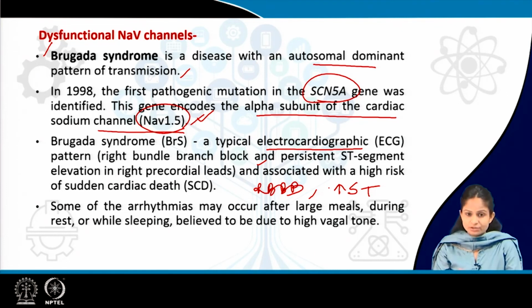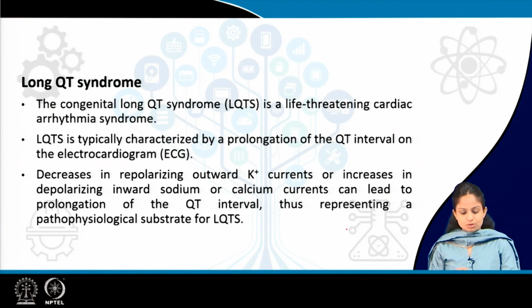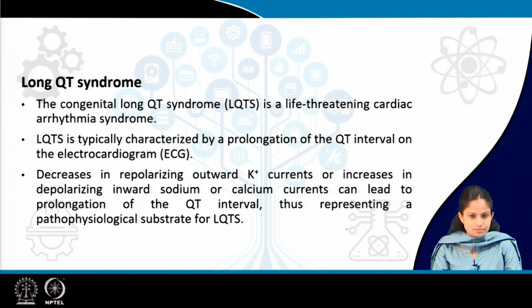Some of these arrhythmias might occur in response to exercise or stress, or they might occur at rest also, or even after heavy meals due to the high vagal tone. If you ask about the treatment, there is no specific treatment for Brugada syndrome. Right now, the treatment of choice is ICD, that is implantable cardioverter defibrillator. They are mainly used whenever ventricular fibrillation is noted.